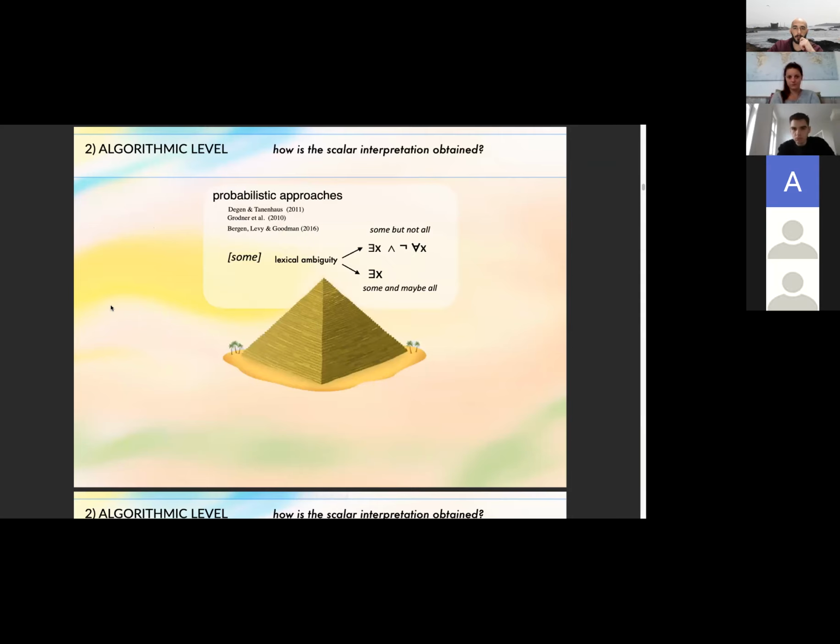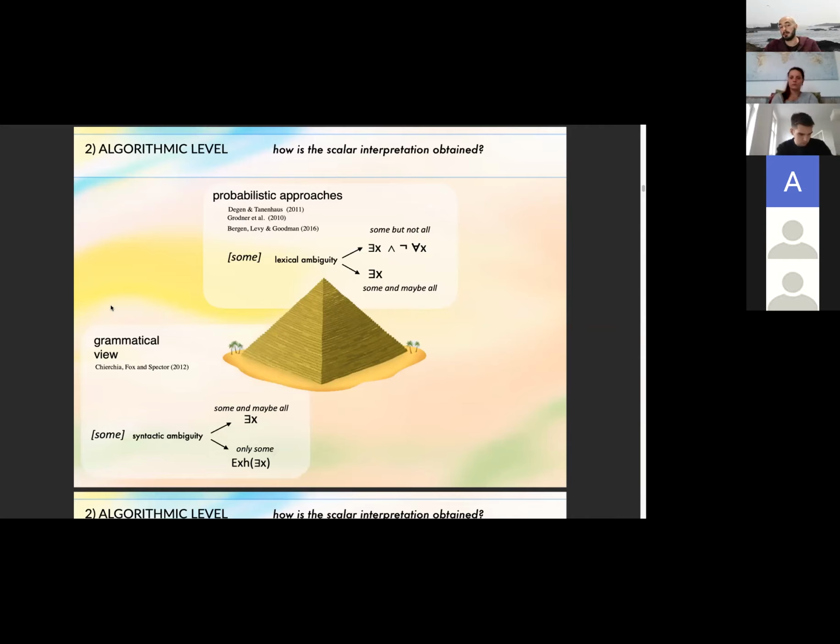Okay, so if we want to say something a little bit more about the algorithm that underlies implicature computation, for instance, some people talk about probabilistic models or probabilistic approaches. So that "some" is really lexically ambiguous among "only some" or "some and possibly all." And then you have a sort of probability computation about which one of the two meanings you should use in a specific situation, depending on how often you associated that kind of situation with one of these meanings, okay?